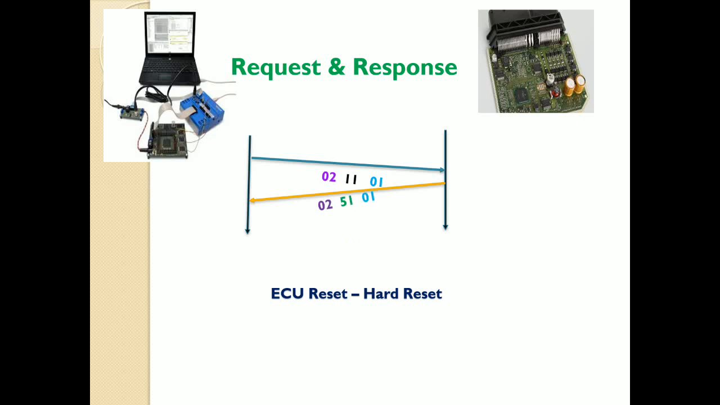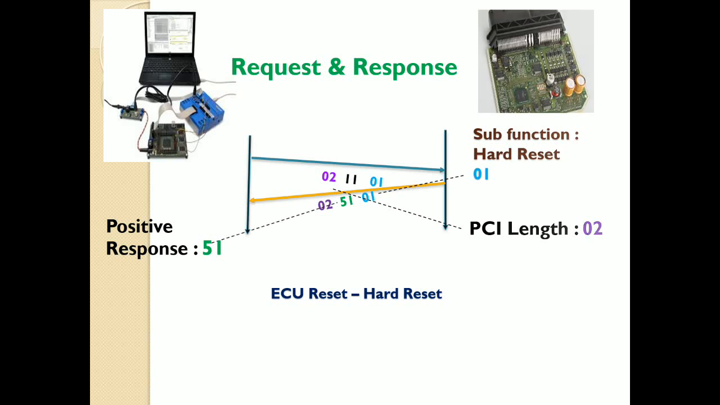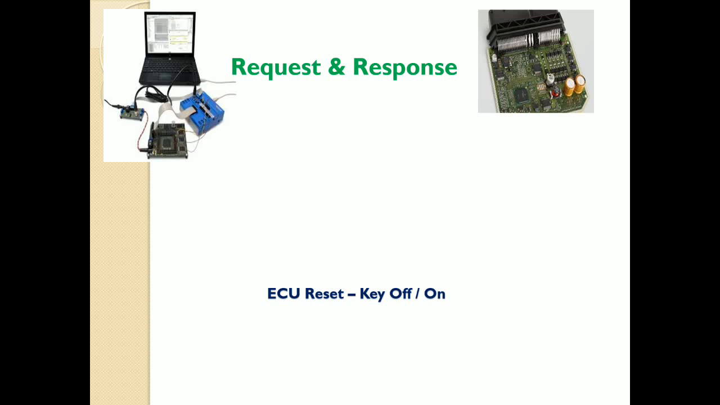I guess if you are aware from the previous tutorial, 2 is nothing but the PCI length, 11 is nothing but the service ID, then 1 is nothing but the sub function supported. The sub function is hard reset. So the positive response you are getting is 2 51 01. 2 is again the PCI length, 51 is the positive response, and 1 is again the reset. So 1 is hard reset, the PCI length is 2, and the positive response is 51. This was the hard reset sub function, which we consider as 01. Then the second sub function, key off on, again it's a tester, then ECU.